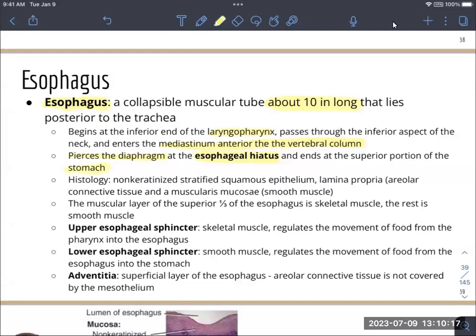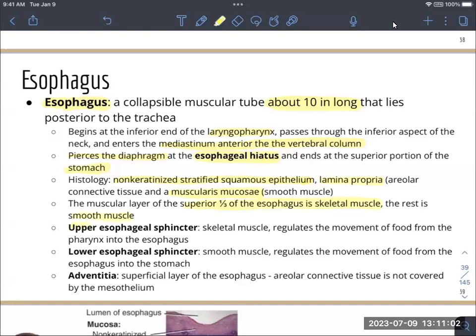It has that non-keratinized stratified squamous epithelium. Because think as you're swallowing things down, that stratified squamous epithelium is made to protect against abrasion. Well, that abrasion that can happen in the esophagus is all taken care of by that stratified squamous epithelium. We have that lamina propria and then that muscularis mucosa. It starts as skeletal muscle at the top. So the top third of the esophagus is skeletal muscle. The rest is smooth muscle.